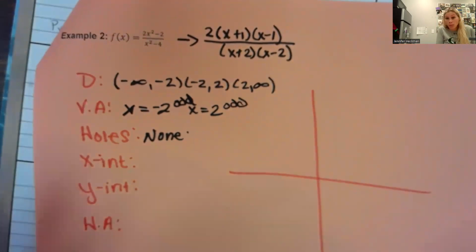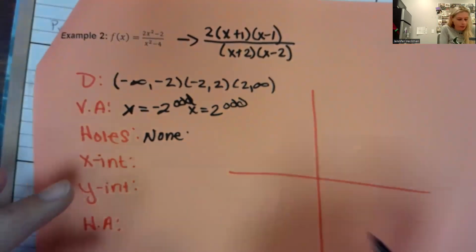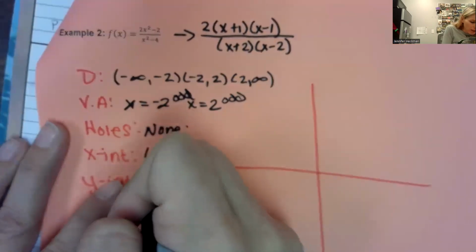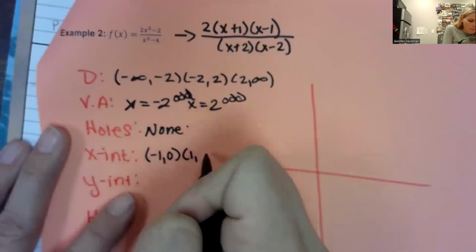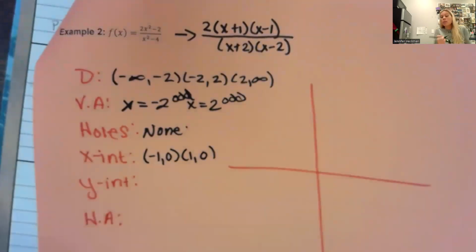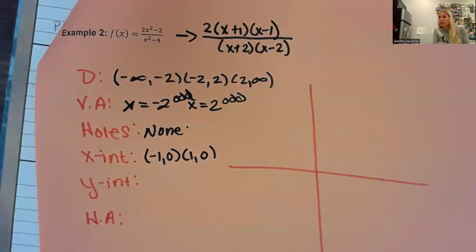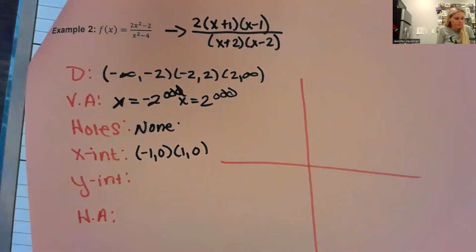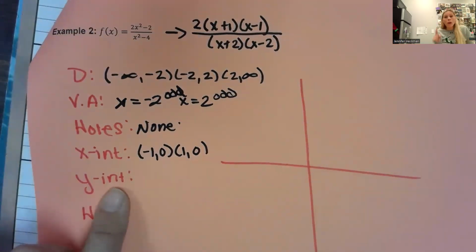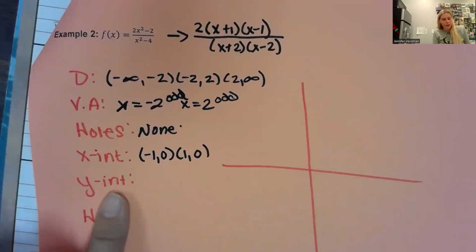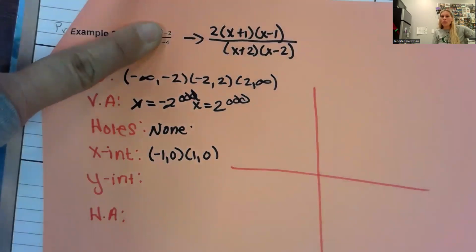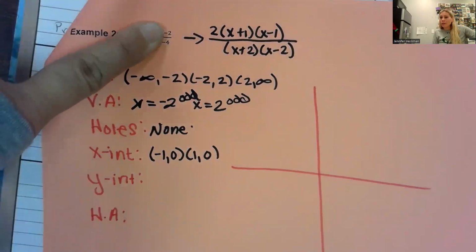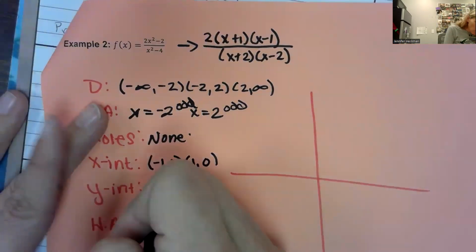X-intercepts come from the numerator. What makes the numerator 0? So we actually have 2 this time. We have (-1, 0) and (1, 0). Keep in mind that x-intercept, y-intercept, they're coordinate pairs. So we need to write them that way. Y-intercept is when the x's are 0. So I go back up to this one and I cover up my x's. And what do you know? I get -2 over -4, which is a positive 1/2.